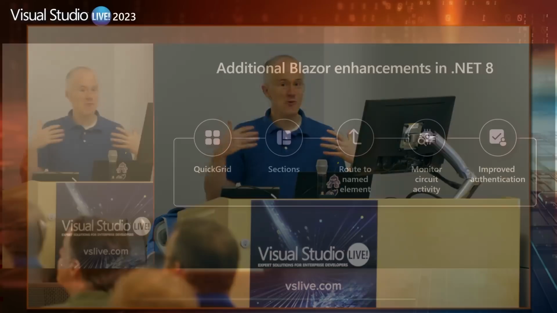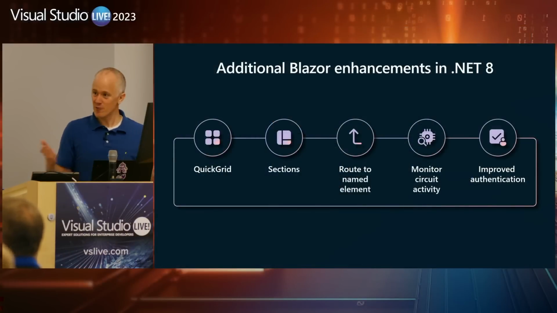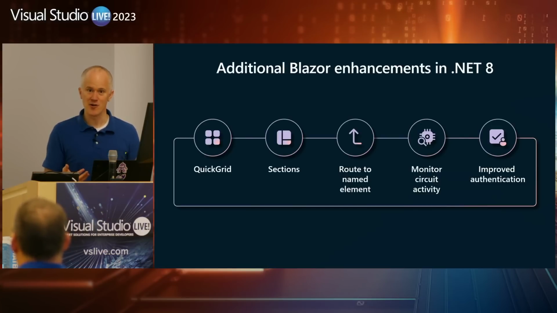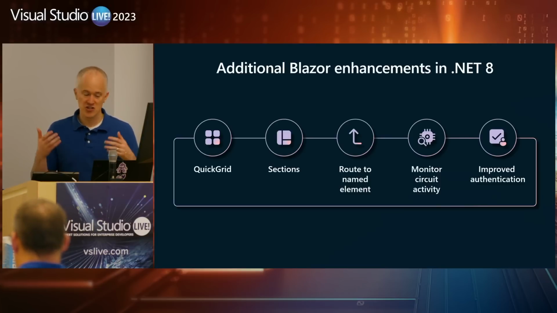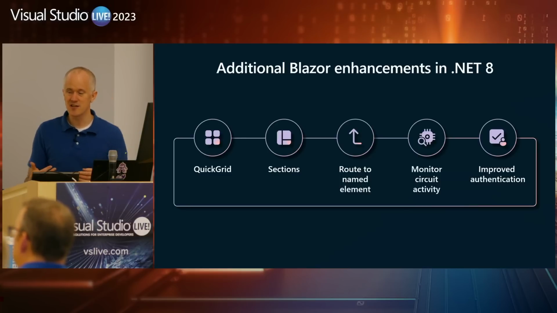In the Blazor framework itself, there's also a bunch of new features. So QuickGrid, we previewed QuickGrid with .NET 7. QuickGrid is a fast and functional data grid component for Blazor that comes from the Blazor team. In .NET 8, we're going to ship a stable version of QuickGrid that you can just use to display your data.